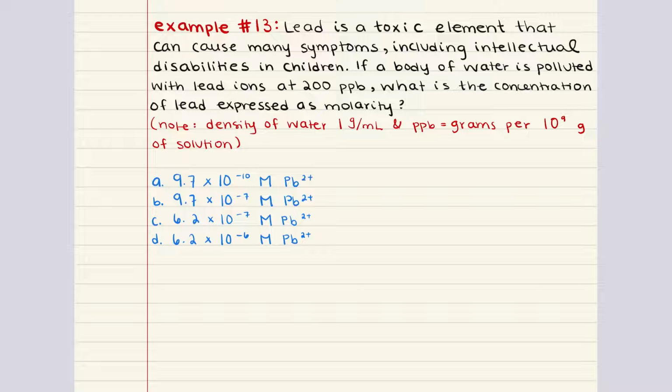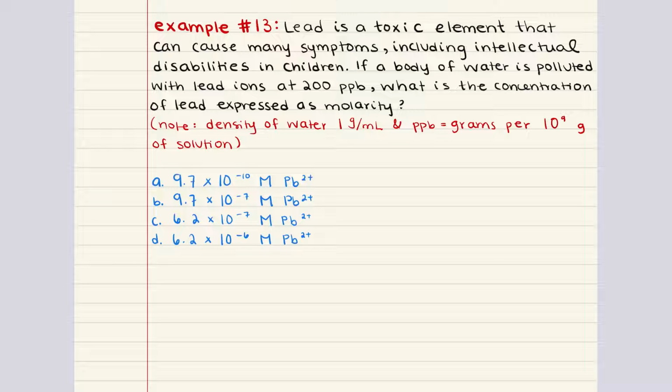Problem 13 says, lead is a toxic element that can cause many symptoms, including intellectual disabilities in children. If a body of water is polluted with lead ions at 200 parts per billion, what is the concentration of lead expressed as molarity? Note that the density of water is 1 gram per milliliter and parts per billion is grams per 10 to the 9 grams of solution.